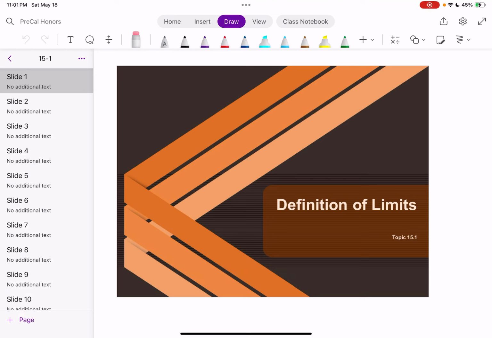15.1 Definition of limits. Within this section, we are going to be going over the actual definition of what a limit is, what a limit looks like in its equation form, being able to read the equation in order to properly produce an answer, as well as looking at a graph and determining what the answer to a limit would be.